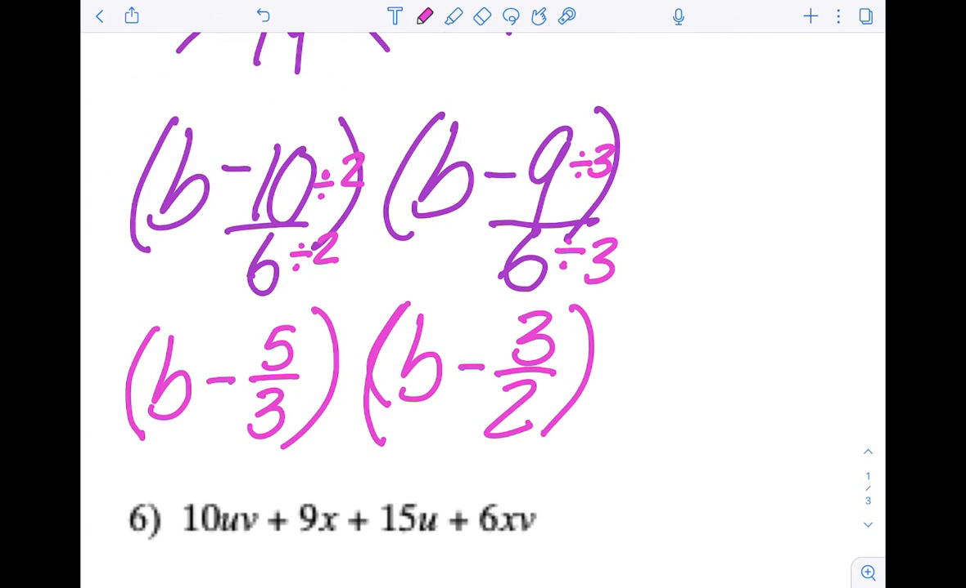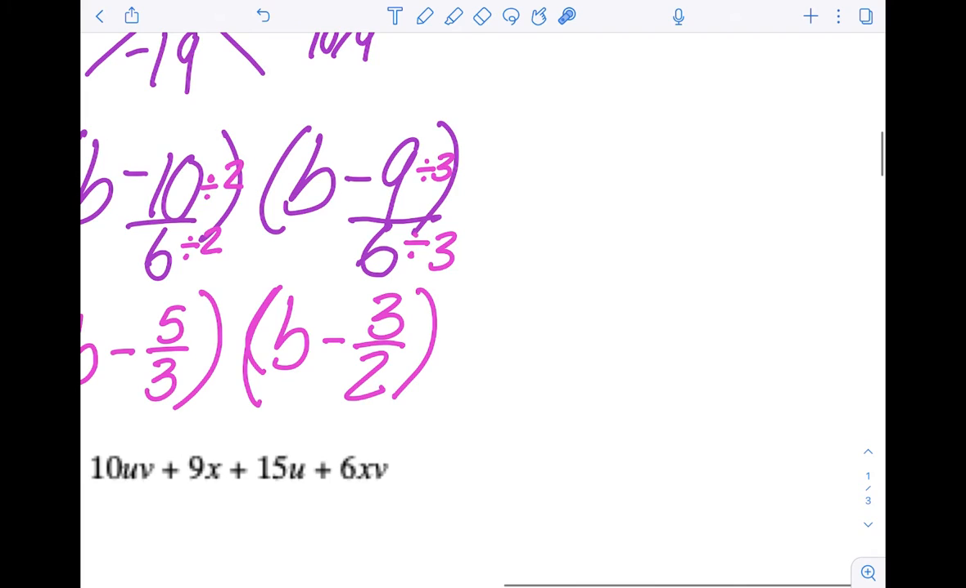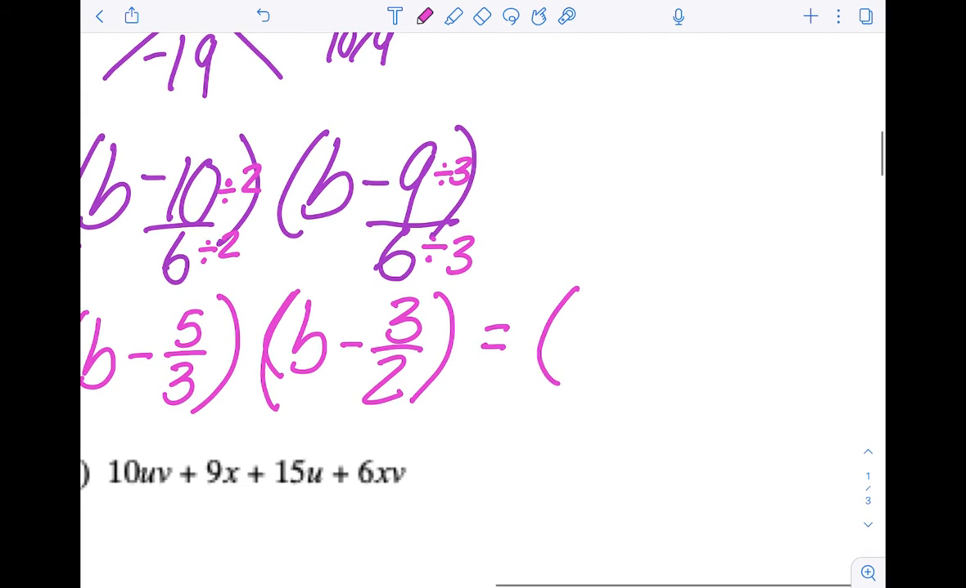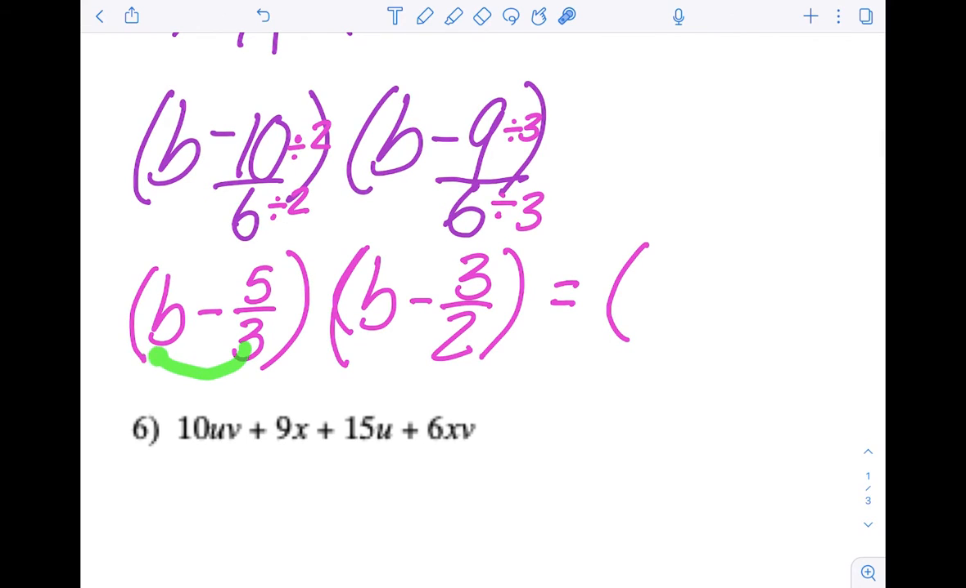Now, I don't want any fractions, though. We don't want fractions. So what we're going to do is move this bottom number and put it in front, both of them in front of our b's, just like that. So that is going to equal parentheses. So I'm going to move this 3 to the front.